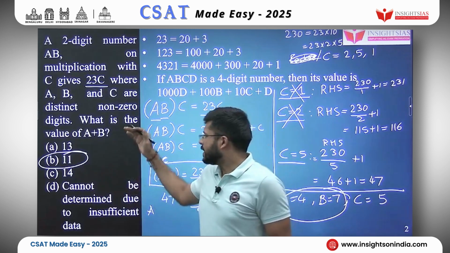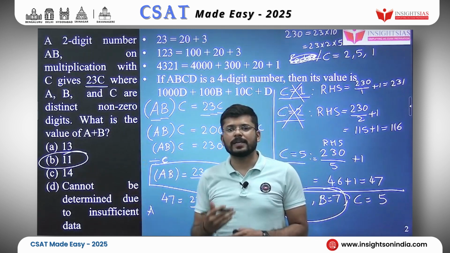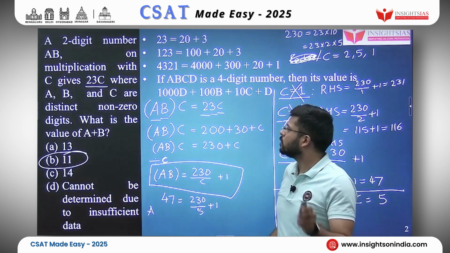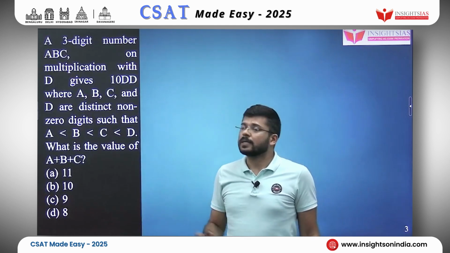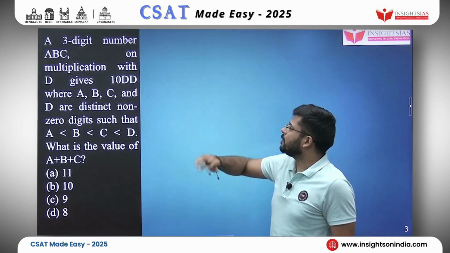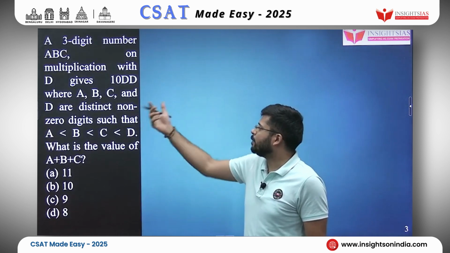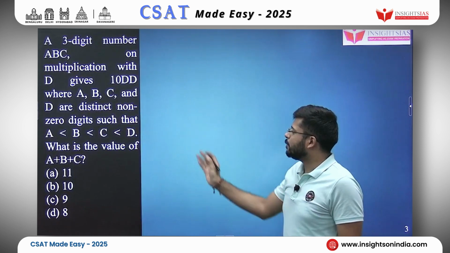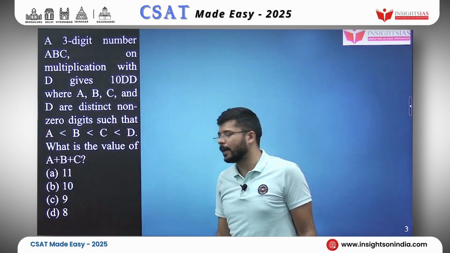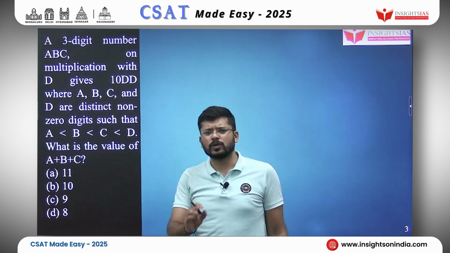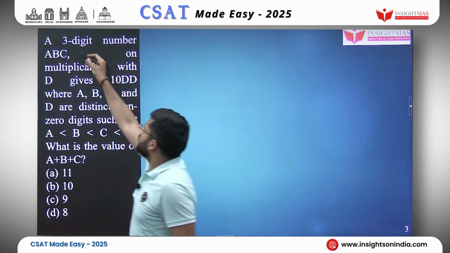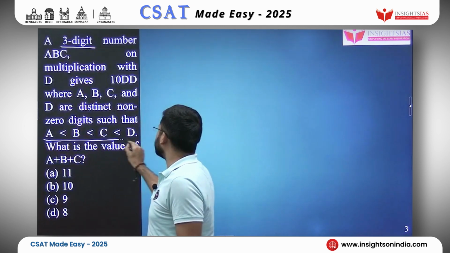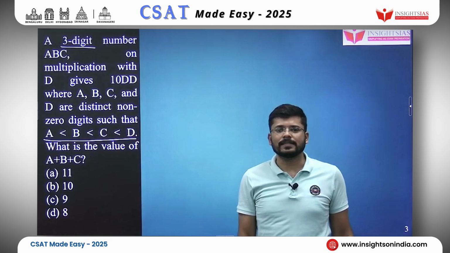Okay. Now let's gradually increase the complexity of the same concept in the next question. Let's check it out. A 3-digit number ABC on multiplication with D gives 10DD, where A, B, C and D are distinct non-zero digits such that A is less than B is less than C is less than D. What is the value of A plus B plus C? Okay, same type of question. However, in the earlier question we had a 2-digit number, and now we have a 3-digit number, and further we have one more condition: A is less than B is less than C is less than D.